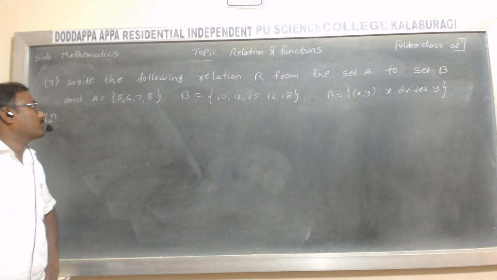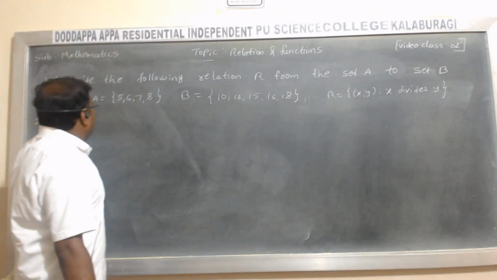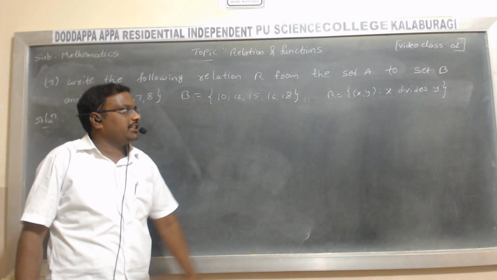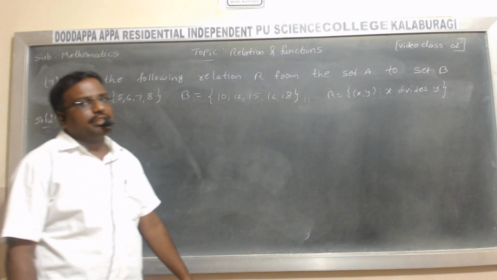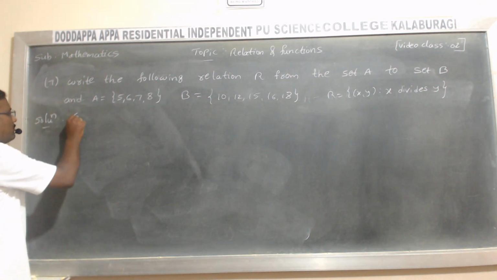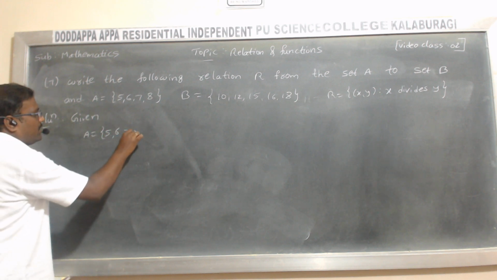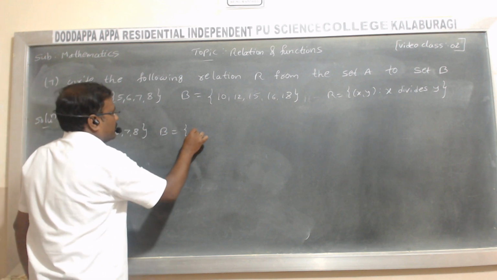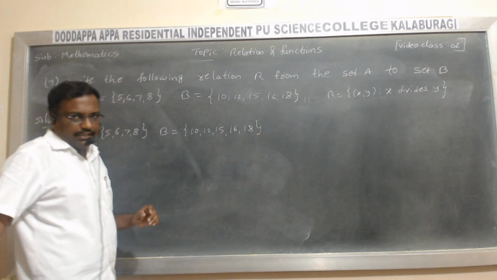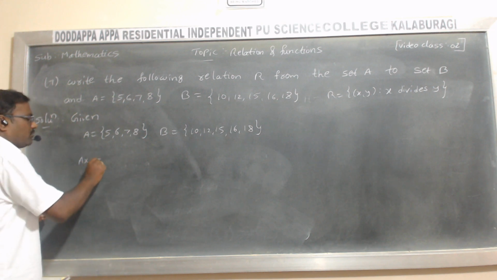Right? Another problem. Write the following relation R from set A to set B, where A is equal to the set of 5, 6, 7, 8, B is equal to the set of 10, 12, 15, 16, 18, and the relation is R is equal to the set of x comma y such that x divides y. So first you have to write the given values. First of all, as the usual method, you can find the Cartesian product, that is A cross B.